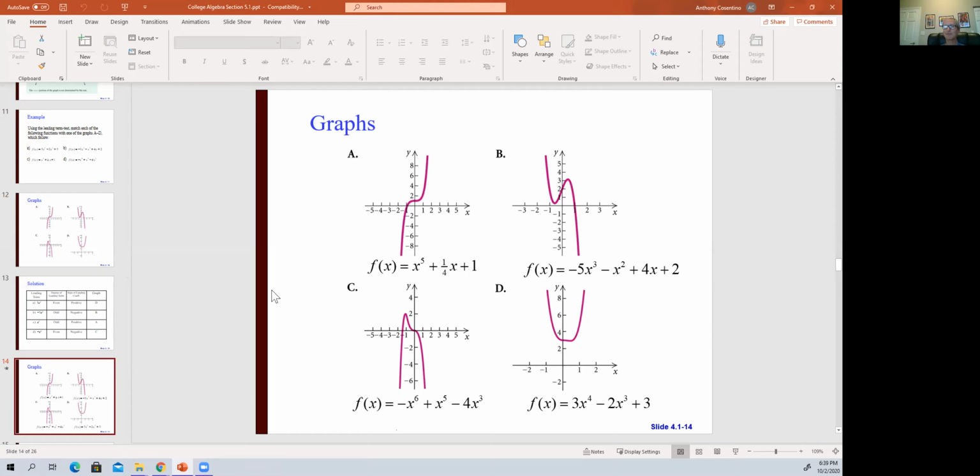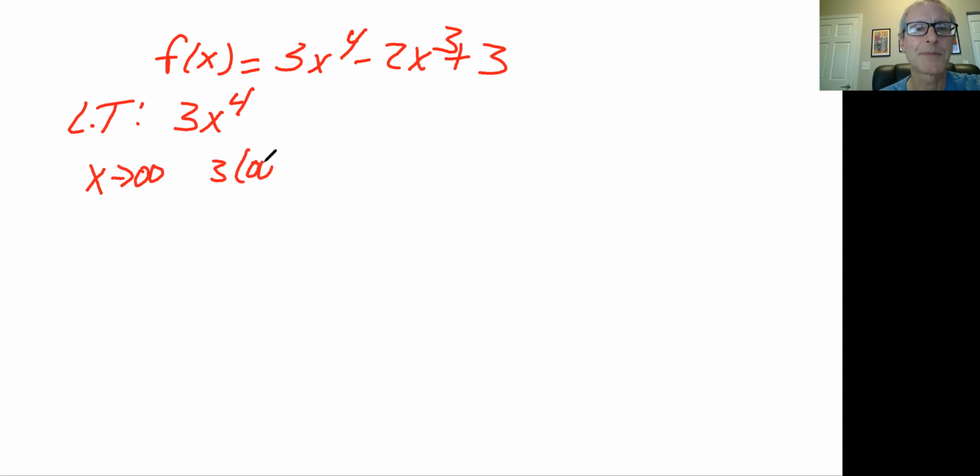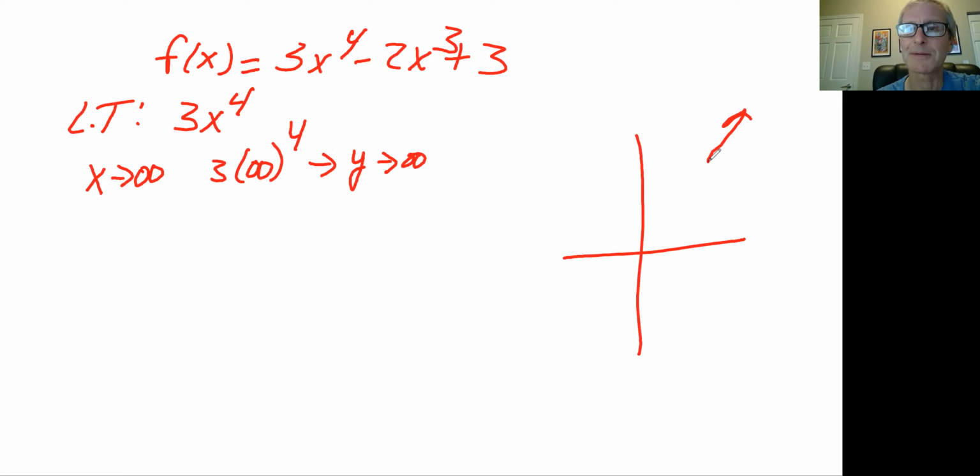So the strategy, say for D, right? The strategy for D here is that equation looks like f of x equals 3x to the fourth minus 2x cubed plus 3. So how do you do this problem if this was a homework assignment? So what's the leading term? LT. That would be 3x to the fourth. So you plug x goes to infinity into the leading term, and you see you have no negatives, so that would imply y goes to infinity, right?